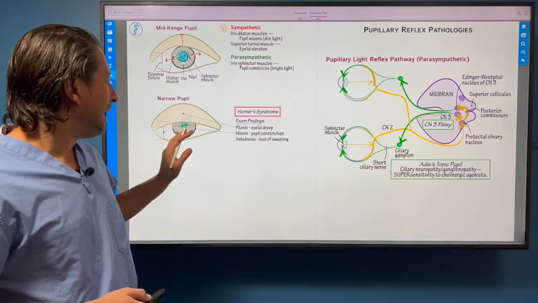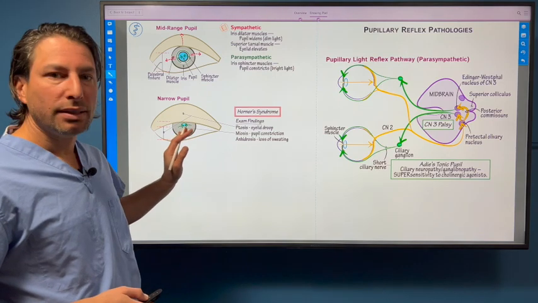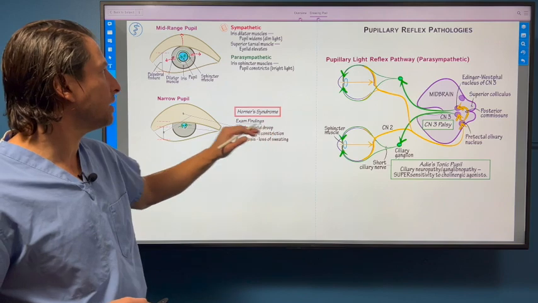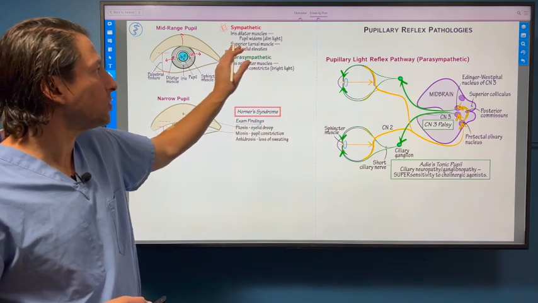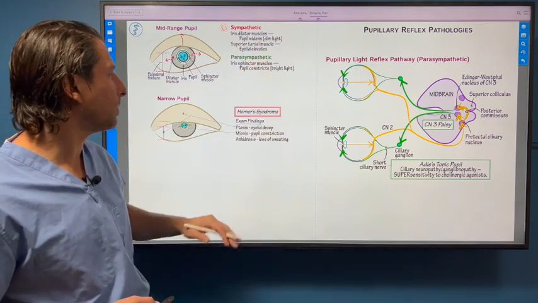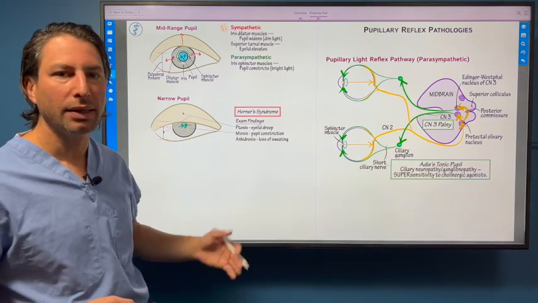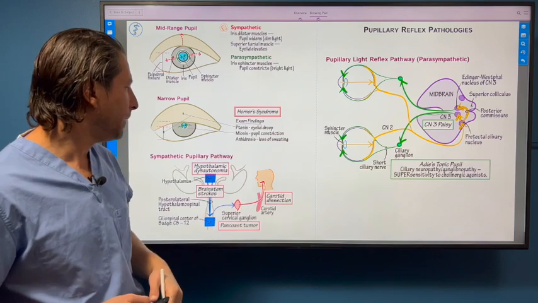Now let's look at an eye that is abnormally constricted. We look at this with Horner syndrome. In Horner syndrome, there's ptosis, eyelid droop. Remember, this is the superior tarsal muscle in Horner syndrome. And then there's miosis, pupillary constriction, and then there's also anhidrosis, a loss of sweating.